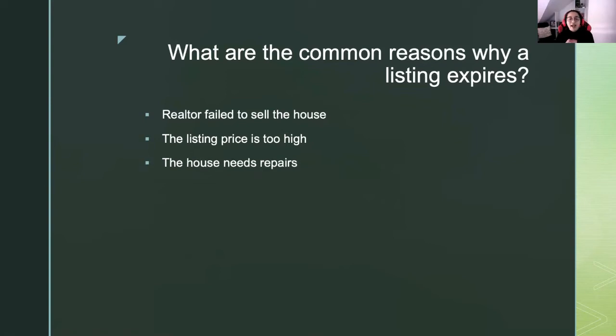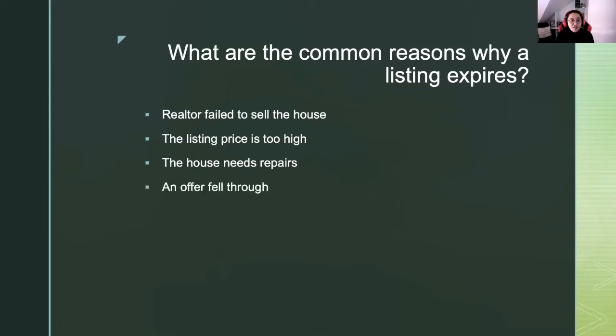Another reason why a listing expires is when the house needs repairs. This is when a lot of different buyers came over and felt that the house needs improvement, and the listing expired because all of the buyers think the same. So that's one of the common reasons why a listing expires.